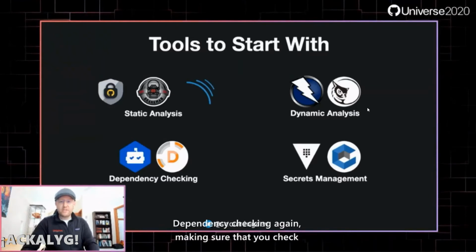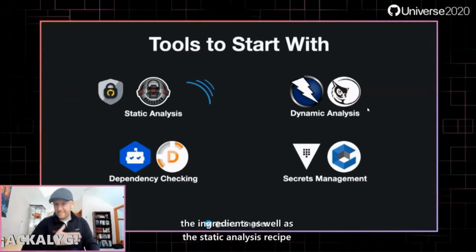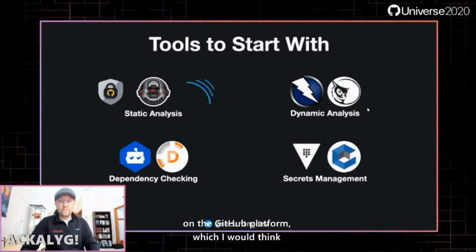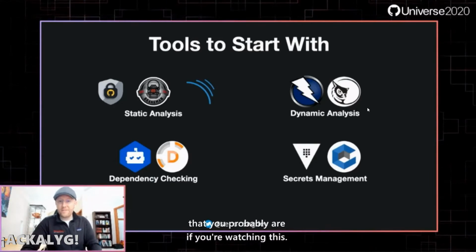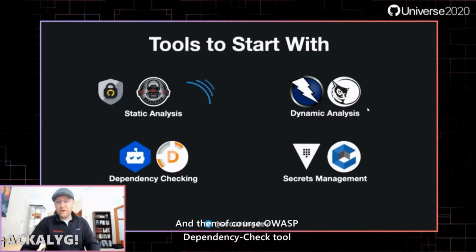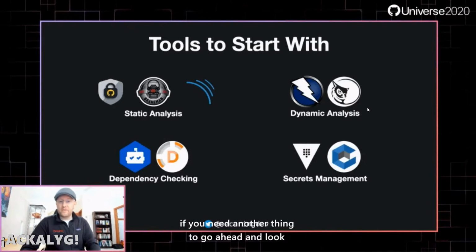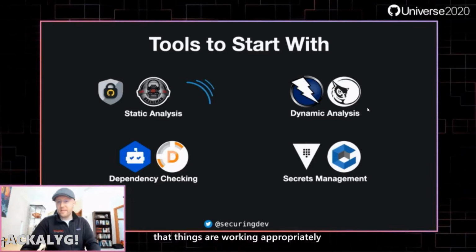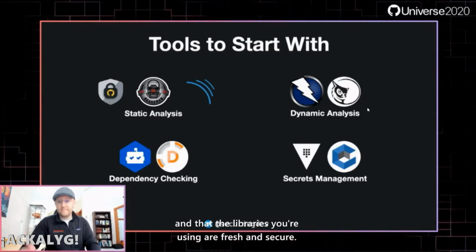Dependency checking, again, making sure that you check the ingredients as well as the static analysis recipe. Dependabot, really great tool if you're on the GitHub platform, which I would think that you probably are if you're watching this. And then, of course, OWASP's dependency check tool if you need another thing to look into the environment and make sure that things are working appropriately and that the libraries you're using are fresh and secure.